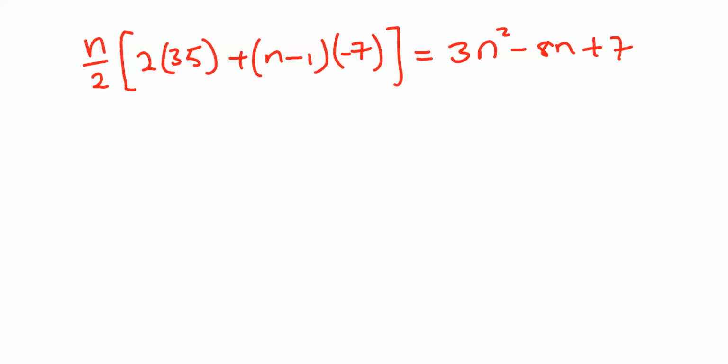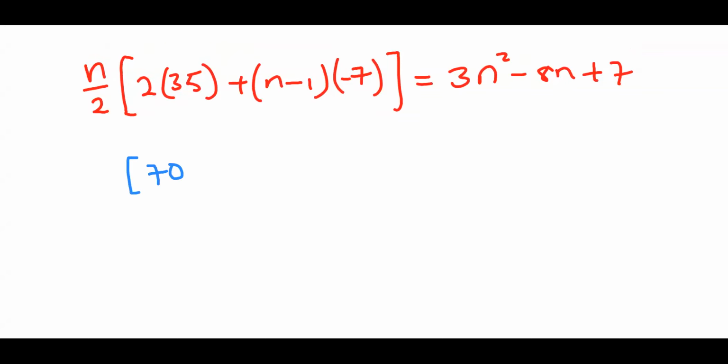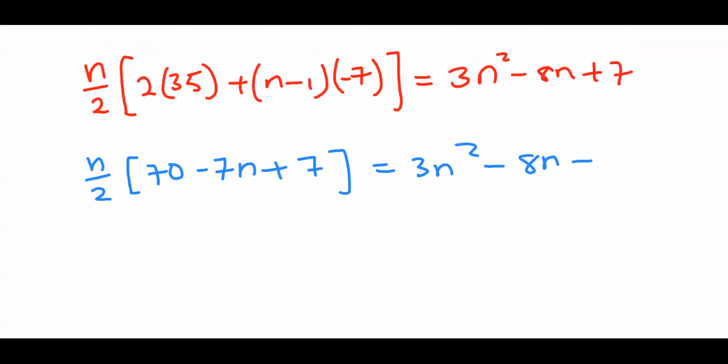Okay, so let's just simplify this. 2 times 35 is 70, so I'm going to have a 70 on that side. And then I'll multiply with the negative 7 inside the bracket. Nothing can change on this side, so I'll just keep all of that the same. I'm going to multiply with 2 on both sides, because I don't want this fraction there all the time. That would get rid of the 2 in front here, and that should double all the terms on this side.